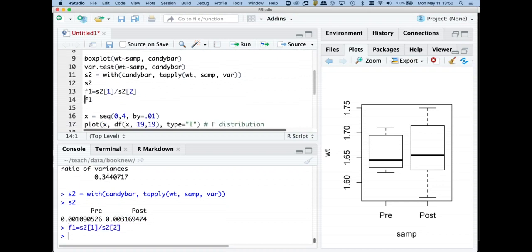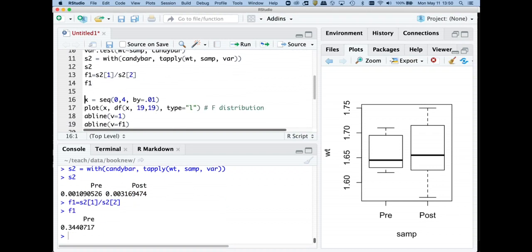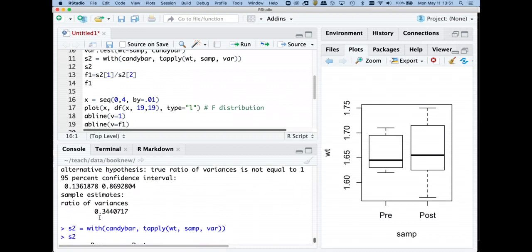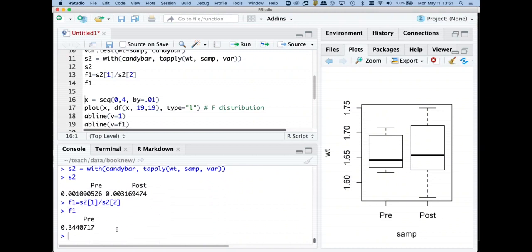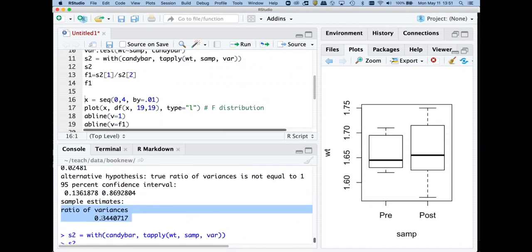Now I'm going to go compute the ratio. I decided to call it F1. So here is the ratio, 3.344. Now that number we've seen before. In the R output, they gave us the ratio of the variances, and that's exactly what that number is.